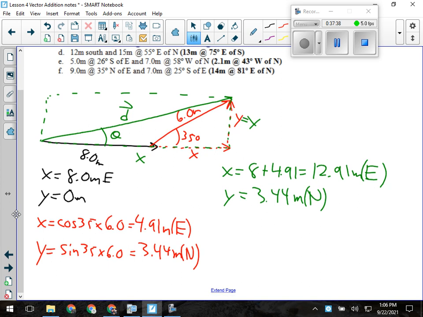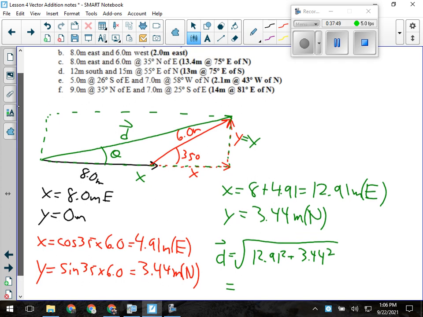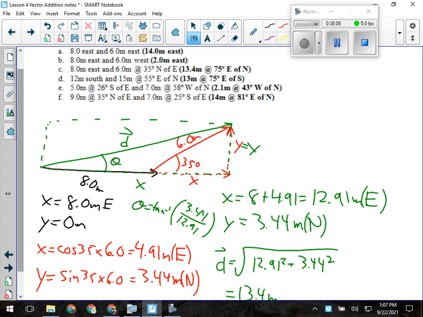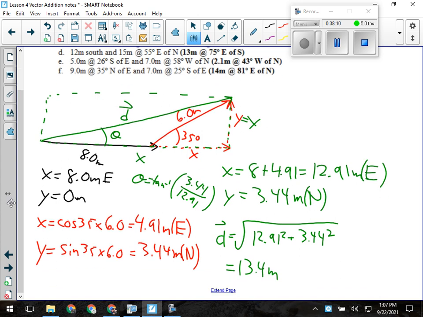Right? So then I have my Pythagorean theorem. Right, and that's going to come out to 13.4 meters. And then my angle here, inverse tan of 3.44 divided by 12.91 is going to give me 15 degrees north of east. Okay, but obviously 75 degrees east of north would be that angle, and that's equally correct.